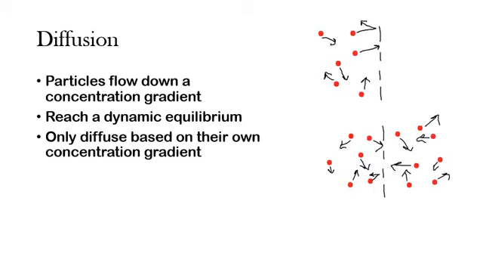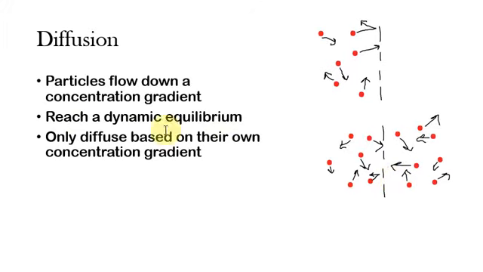Now, the first thing you need to understand when we talk about passive transport is that it relies on a process called diffusion. You've probably heard of this before, but essentially in diffusion, particles will flow down a concentration gradient. This means that when particles are more concentrated in one area, the diffusion will drive them to reach an equilibrium where they're equally concentrated throughout an area.